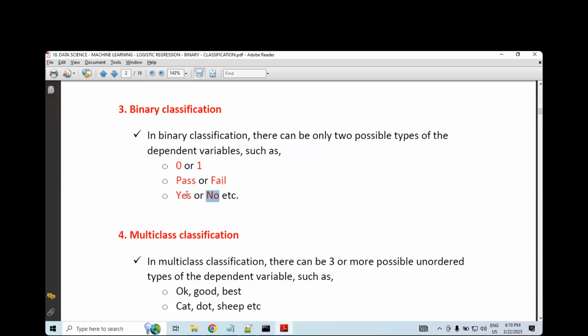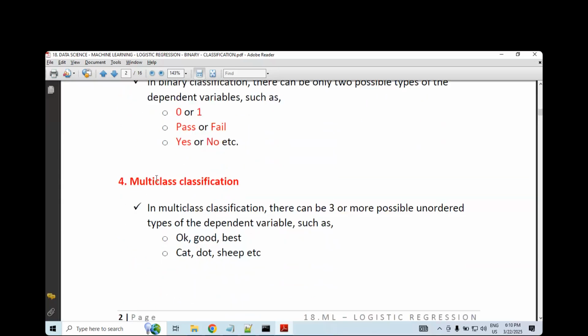What do you mean by multi-class classification? In multi-class classification, there can be three or more possibly unordered types of the dependent variable. Unordered, nominal data, with no logical ordering. For example, if somebody asks how is the chicken biryani at the nearby restaurant, you can say okay, good, best, below average or above average. Fixed values.